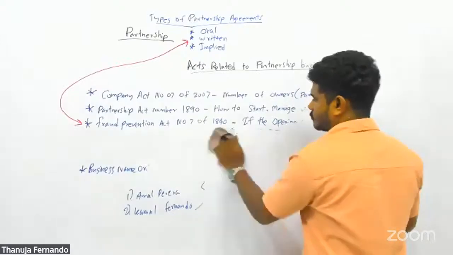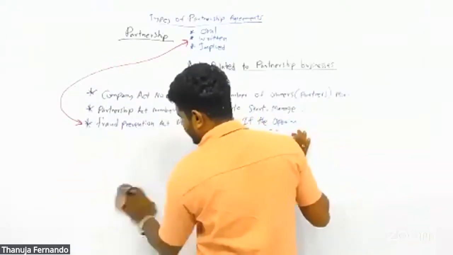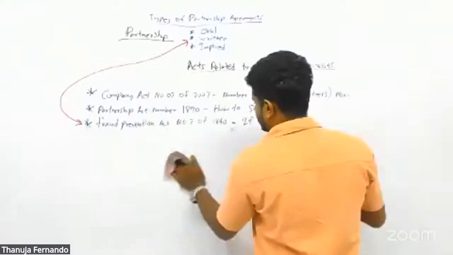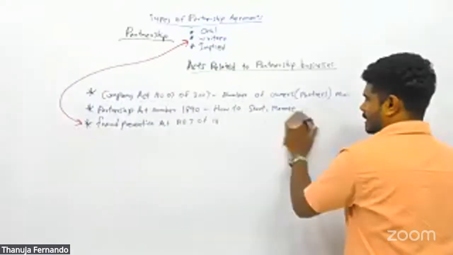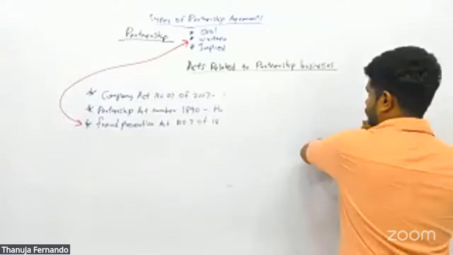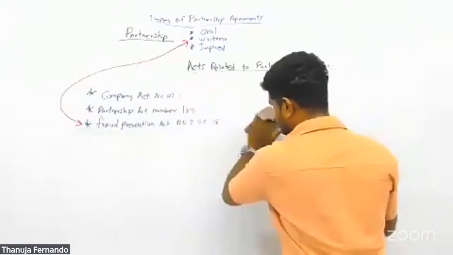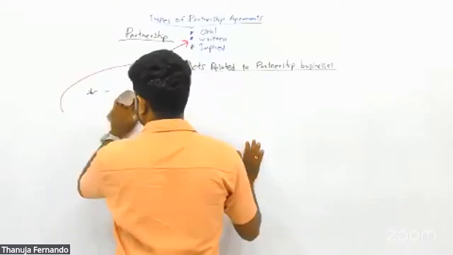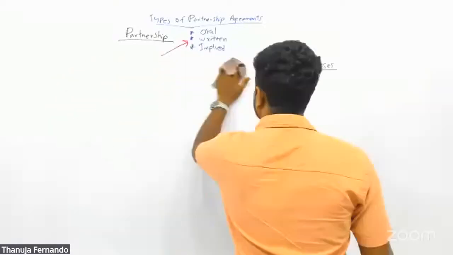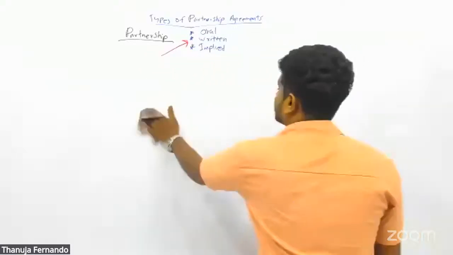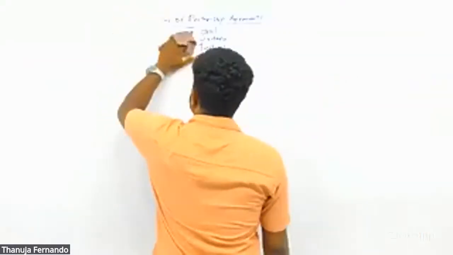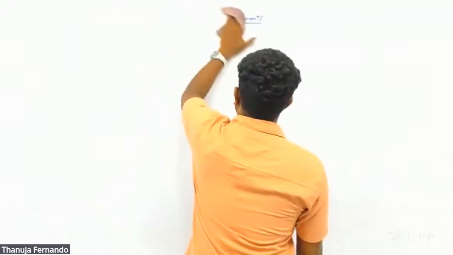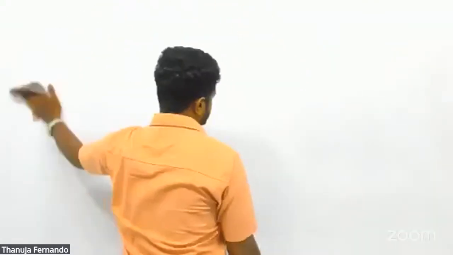Yeah, you have the first one. Members, the partners. Partners minimum 2 and maximum 20. Right. And the next one.